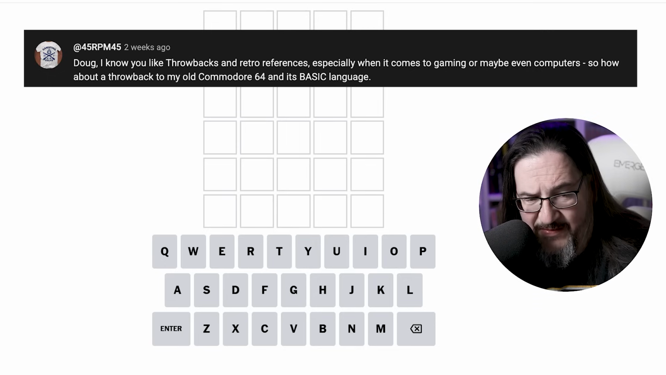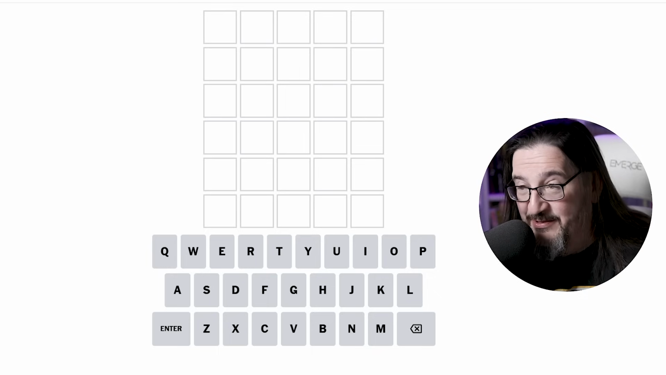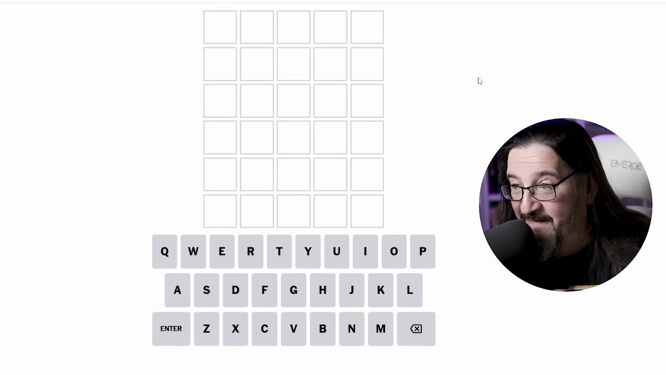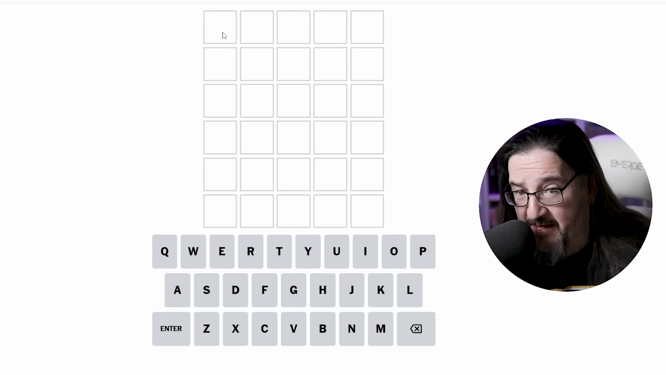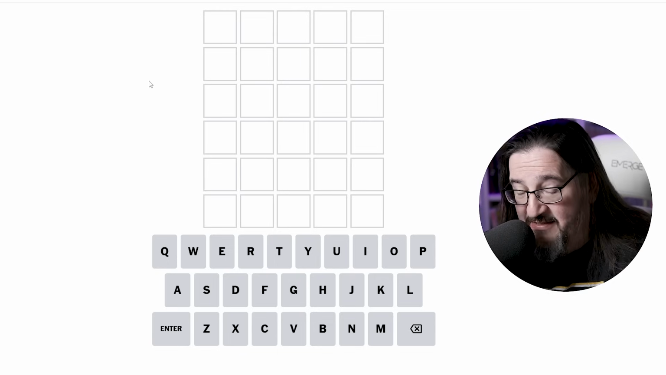So how about a throwback to my old Commodore 64 and its BASIC language? Wow, I wish I was wearing my Commodore 64 shirt. I have an extensive Commodore collection, in fact. And in the comments, if you guys like old computer stuff, I'm very curious. Maybe I'll do a little show and tell on this channel, depending on if there's a lot of people in this community that find that stuff interesting.